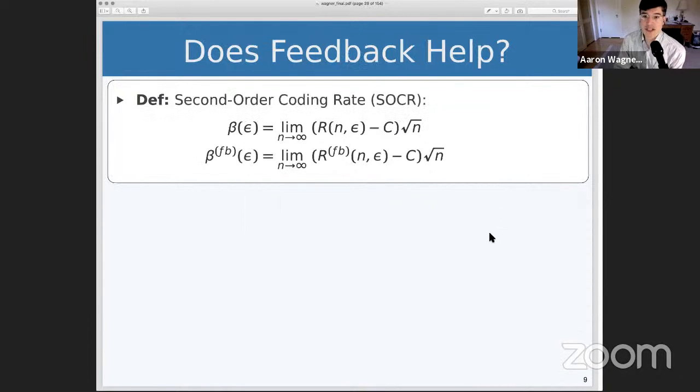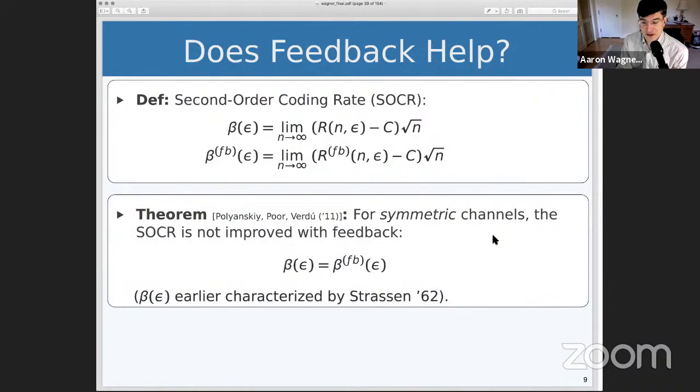Okay, so does feedback help in this regime? We've set up a model where we assumed away all the classically known mechanisms where feedback is useful. Now we want to know, will feedback help here? Or can we just prove that it doesn't? As with Wednesday's talk, we'll start with a negative result. It turns out for symmetric channels, the second order coding rate is not improved with feedback. So these two beta quantities are the same with and without feedback. This was proved by Polyanskiy et al.